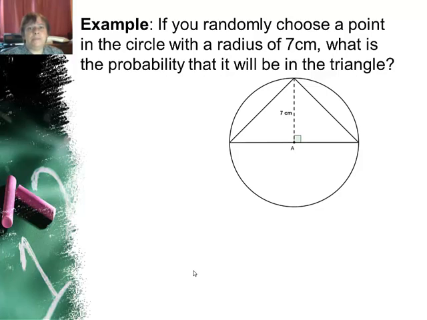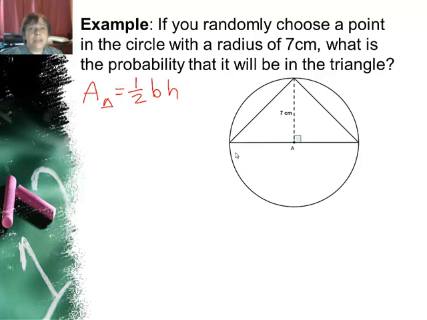So in this example, if you randomly choose a point in the circle with a radius of 7 centimeters, you can see there's the center, there's a 7, and here's a 7 and 7. What is the probability that it will be in the triangle? Well, first of all, I'm going to go ahead and find the favorable area, which is going to be this area in here. What is the likelihood it'll be in here if it has to be in the circle?